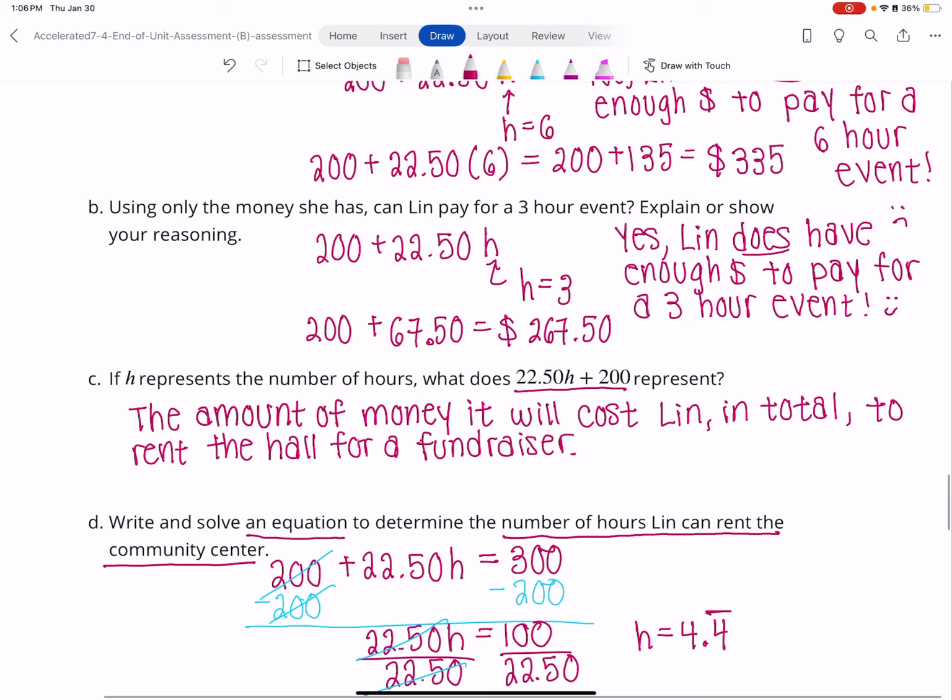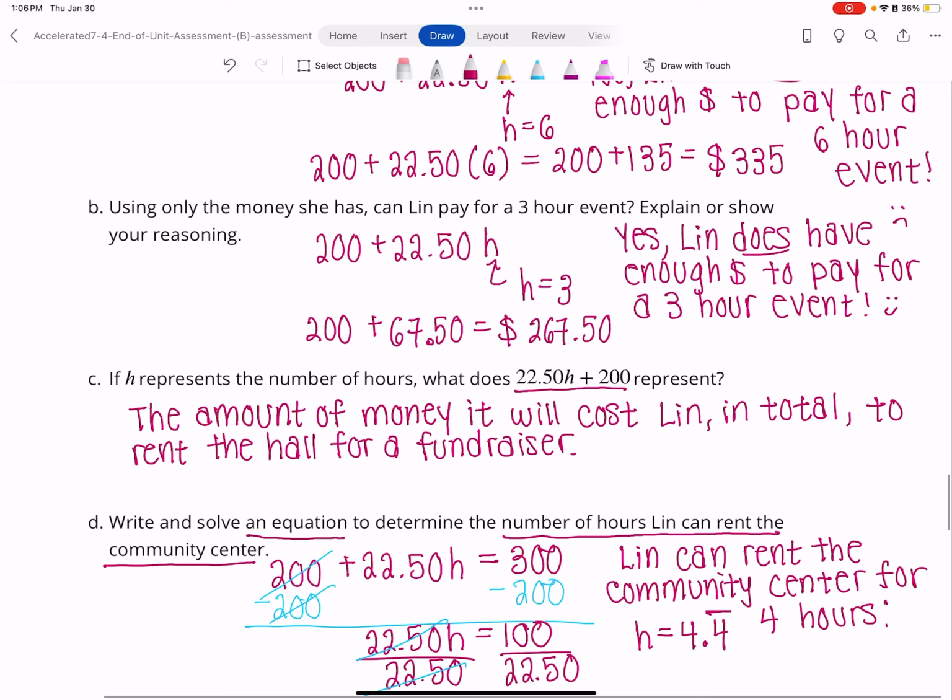So we're gonna write Lynn can rent the community center for 4 hours. And that's the maximum number of hours that she can rent it.